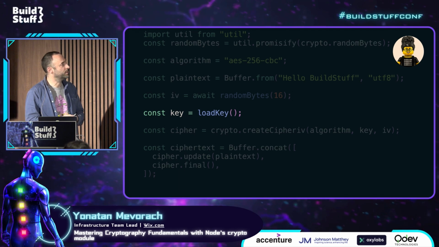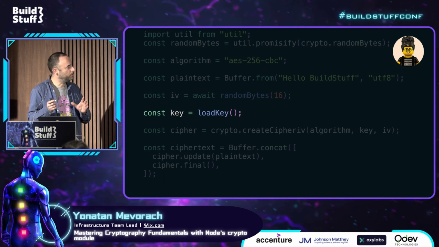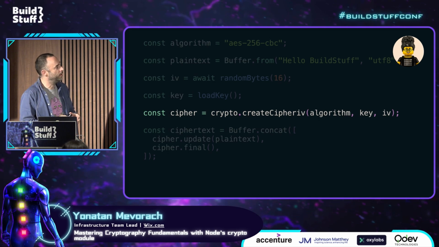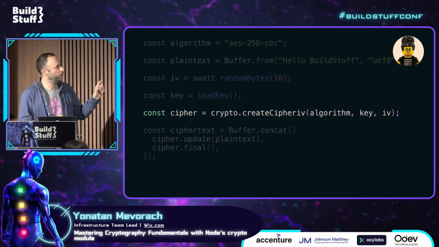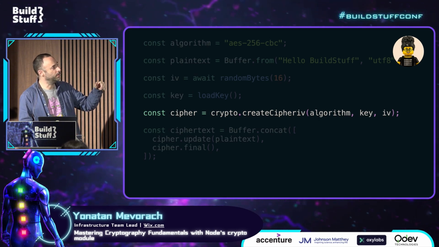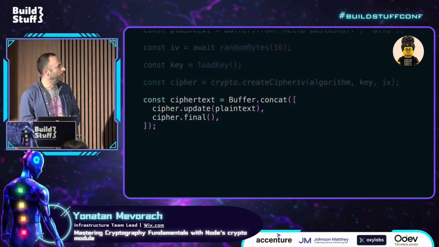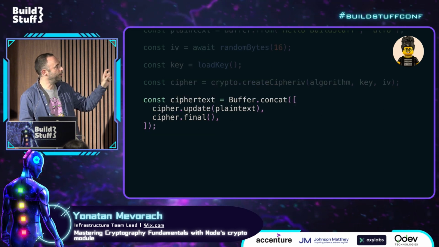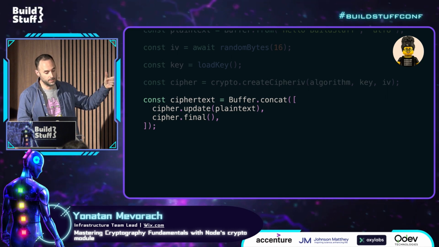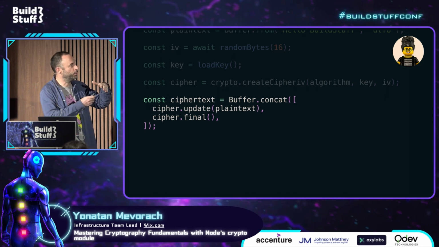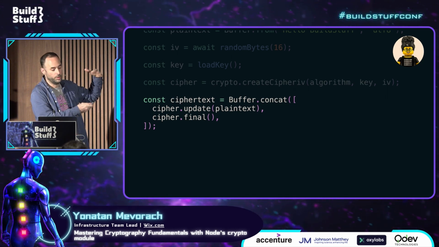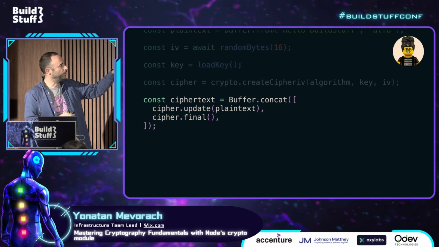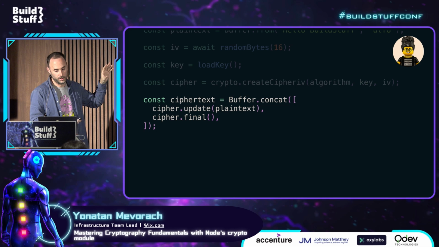Then Alice loads the key into memory. We'll talk later about how exactly we decide on what the key is. And then she creates a cipher object using create cipher IV, passing in the algorithm, the key, and the IV. And then to compose the actual ciphertext, she calls cipher.update, passing in the plaintext. You can call this many times if your plaintext is very big and you're composing it over time. And when she's done, she calls cipher.final, and this gives the resulting ciphertext.